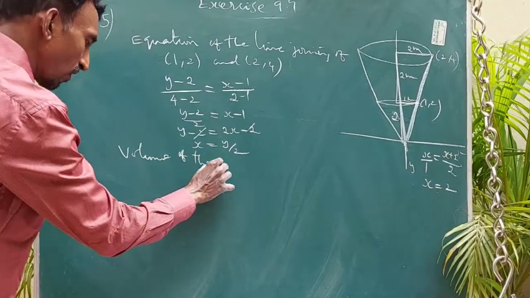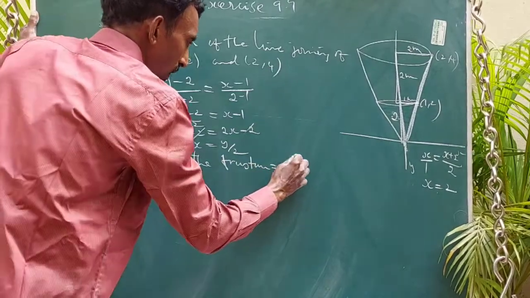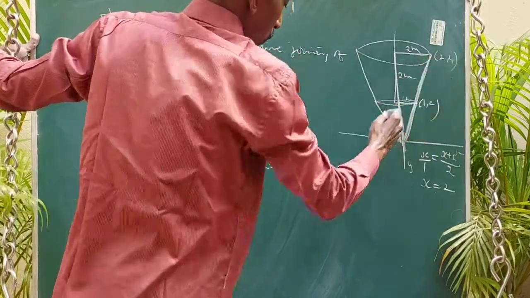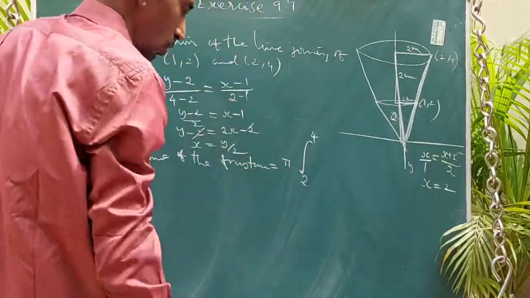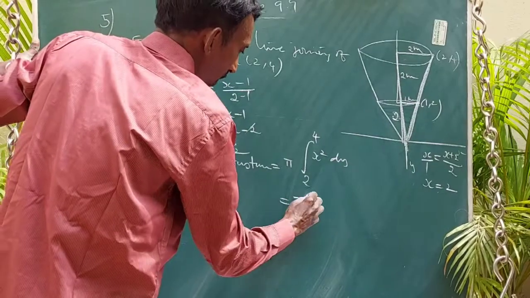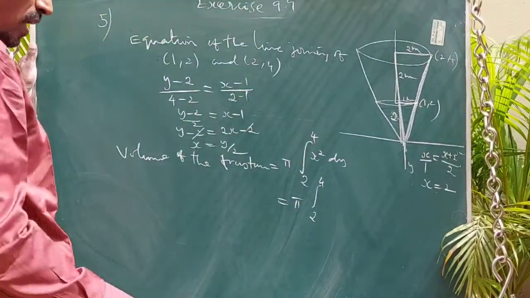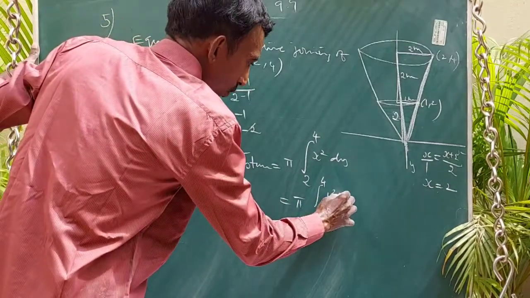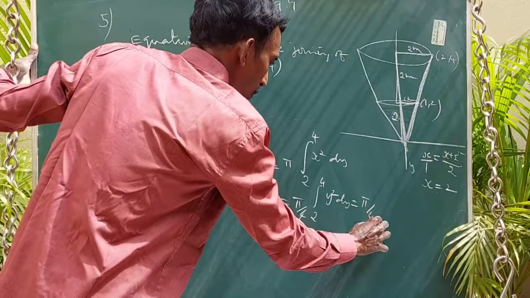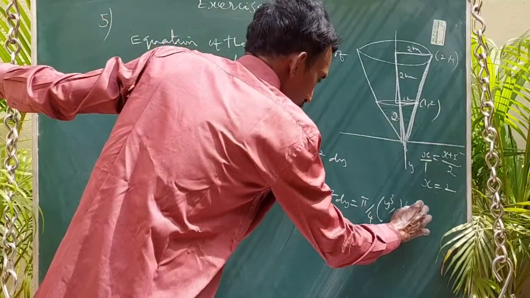So the volume of the frustum equals pi integral between 2 to 4, y limits 2 to 4, x square dy. So pi integral 2 to 4, what is x square? y square by 4. So y square by 4, a constant, keep it outside. So pi by 4 into y cube by 3, limit 2 to 4.